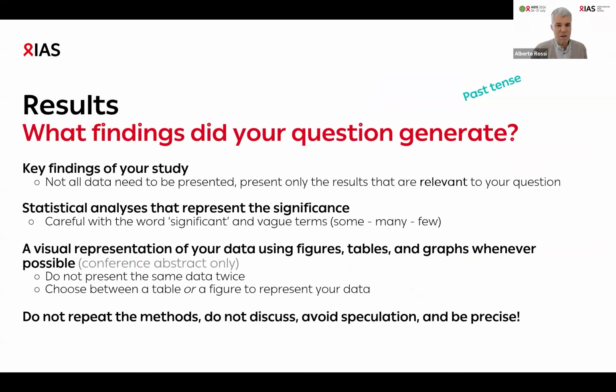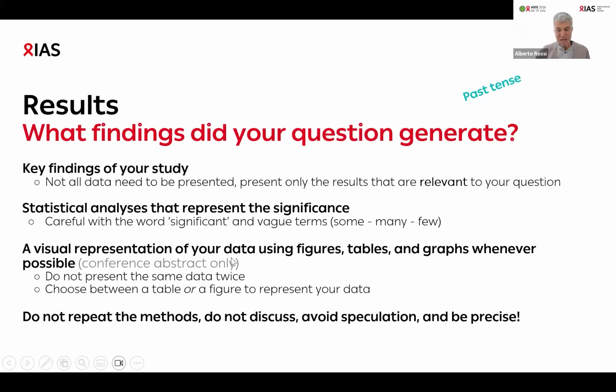So again, you want to include the key findings of your study. The article might have a lot more information, but in the abstract, you don't have to include all the data. You only have to include the data that are relevant to respond to your questions and those that you think are most important. Include statistical analysis that represent significance. So be very careful with the word significant unless you're able to provide a p-value or whatever associated statistical analysis to demonstrate it. And also be careful with vague terms such as some, many, few. This is scientific writing. We need to be accurate and precise on the way you describe your results.